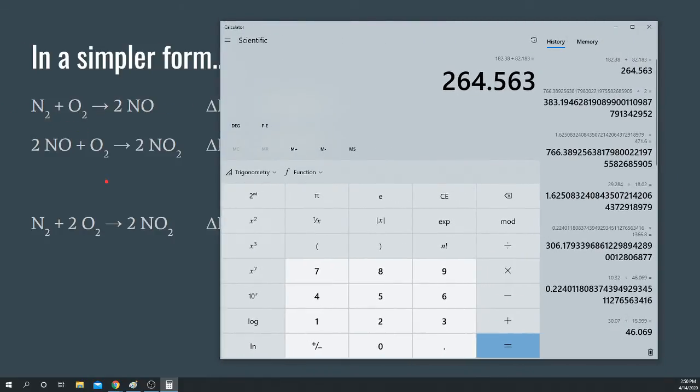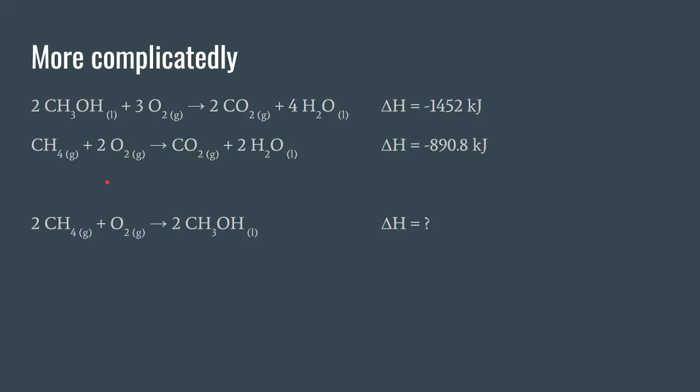I say simple because they can be a little bit more complicated. Methanol plus oxygen yields CO2 and H2O with an enthalpy of reaction of negative 1452 kilojoules. Methane plus oxygen yields CO2 plus H2O with an enthalpy of reaction of negative 890.8 kilojoules per mole. So what is the enthalpy of reaction to go from methane to methanol? This one is a little bit more complicated.